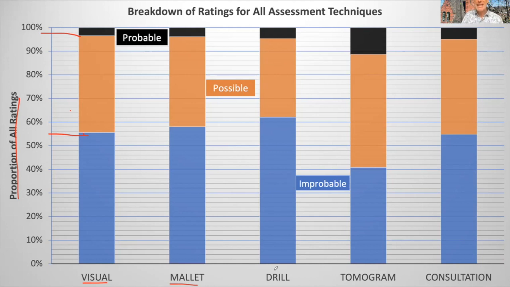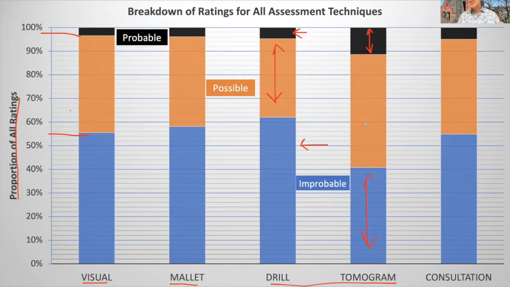As you start looking at what we would consider the more advanced techniques, so using a resistance drill or the tomogram, you can see that there's a greater proportion of probable, but also a greater proportion of improbable. What gets squeezed is the amount of possible for the drill. For the tomogram, now it's changing quite a bit, because you can see the black proportion is like twice as big as any of the other ones. And the improbable, the blue proportion, is a lot smaller.